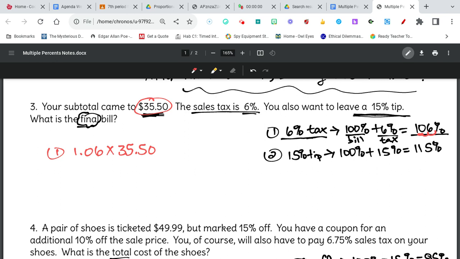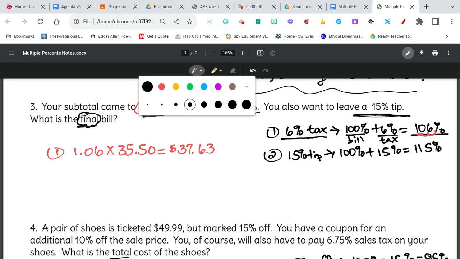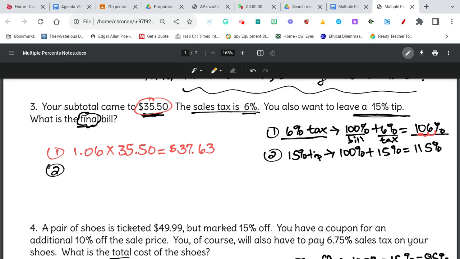Of course, 100% is $35.50. So when I add the 6%, it's going to be more than $35.50. We should know that. So the tax is going to increase my bill to $37.63. But that isn't the only percent. Next, I want to leave a tip.